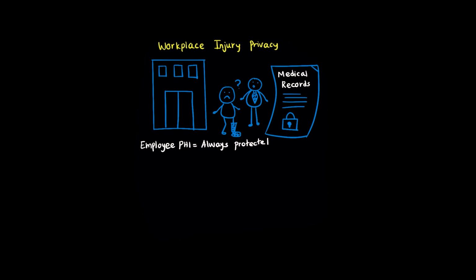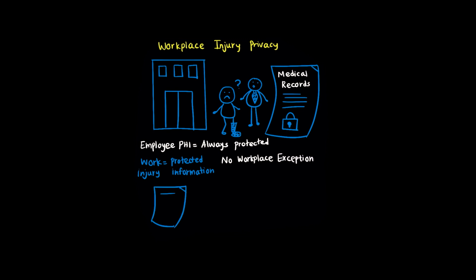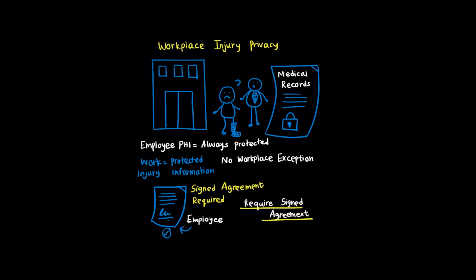Employee health information is protected health information, period. Even when the injury happens at work, even when the employer is paying for treatment, that medical information belongs to the employee. The only way to legally share it is with a signed agreement from the employee specifically authorizing release for workers' compensation purposes. This isn't bureaucratic red tape, it's protecting the employee's privacy rights. They control what medical details their employer sees. Without that signed authorization, the nurse must refuse the request, regardless of who's asking or why they need it.